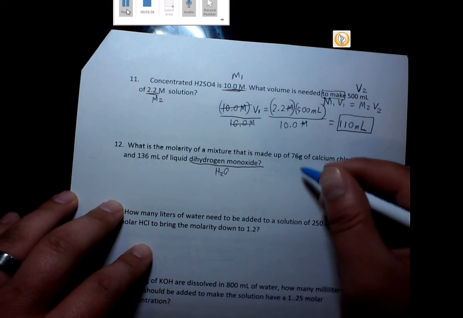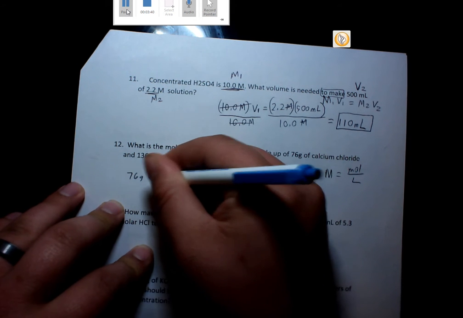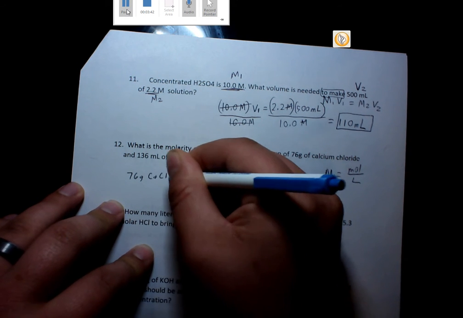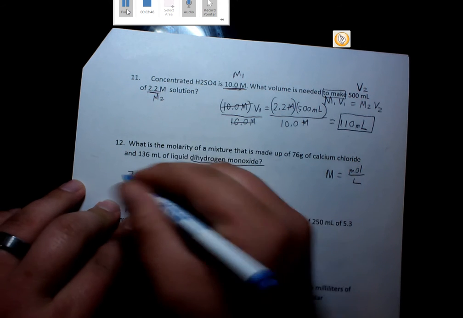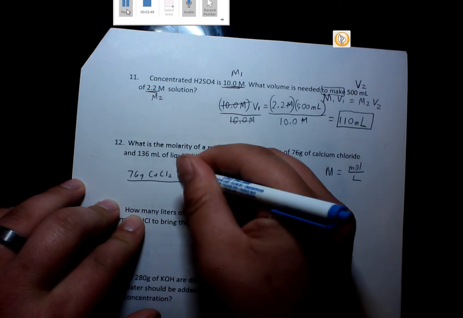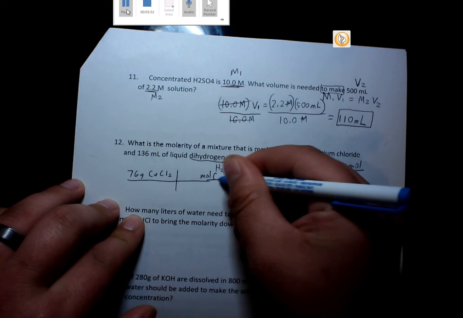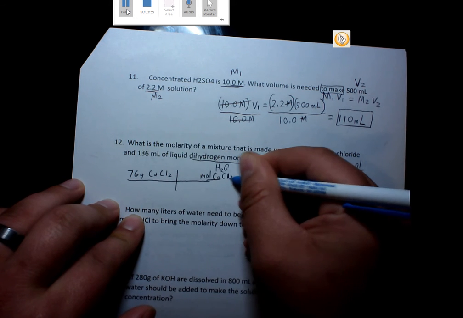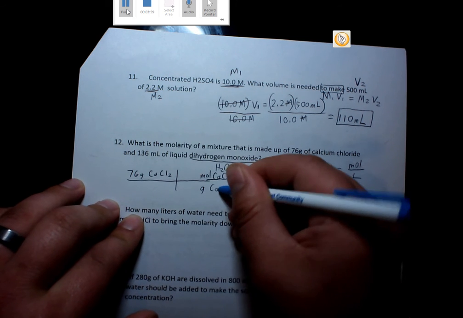76 grams of calcium chloride. That's going to be CaCl2 because calcium's positive 2, chlorine's negative 1. Got to pop, drop, and swap there. We want moles of CaCl2 versus grams of CaCl2.